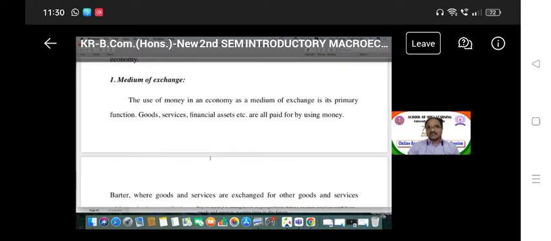The first function is the medium of exchange. You can exchange for one good or service. The first function is the use of money in an economy as a medium of exchange, its primary function. That means goods, services, financial assets, and so on are all paid for by using money only. Whether you are purchasing goods, services, or financial assets, it is done with money only.